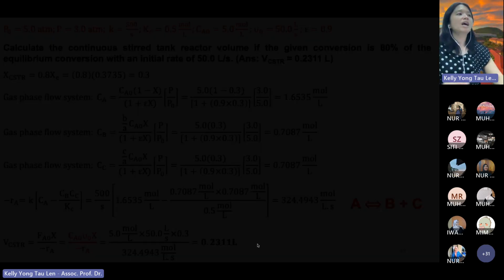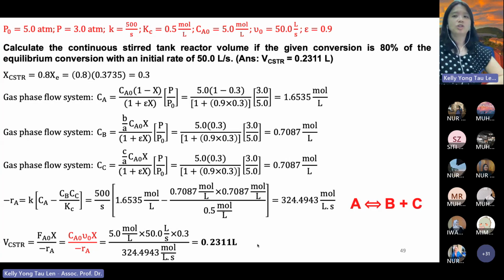Okay, and subsequently after you dah tahu the equilibrium conversion, so buat balik lah, kita kira balik the reactor volume pada conversion di mana dia adalah 80% daripada kamu punya equilibrium conversion. So kamu tahu equilibrium conversion, kamu darab dengan 80% of it, you get the reactor conversion as 0.3. So you do the same. You find back CA, you find back CB, you find back CC. You calculate the minus RA based on the reversible rate law. Then you replace into the design equation, you will get the volume of the CSTR.